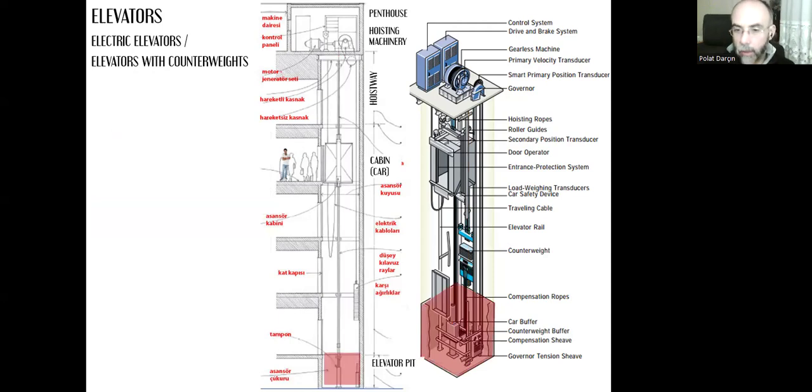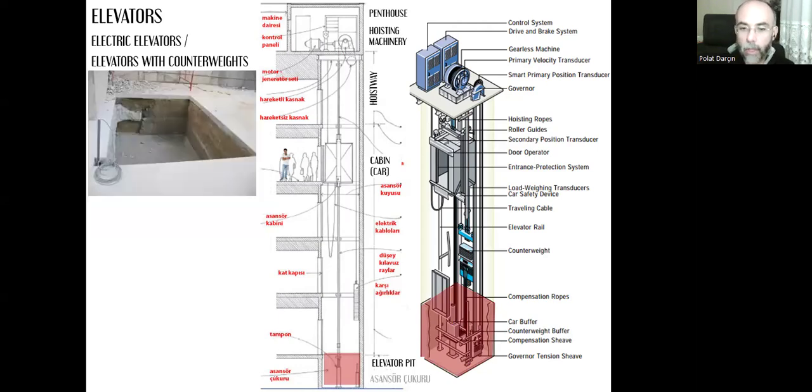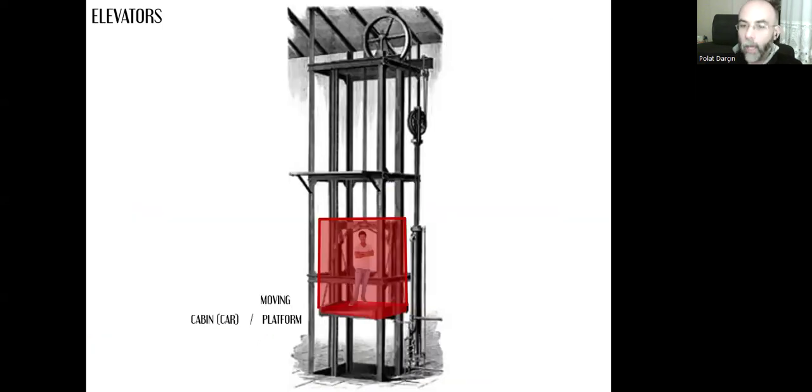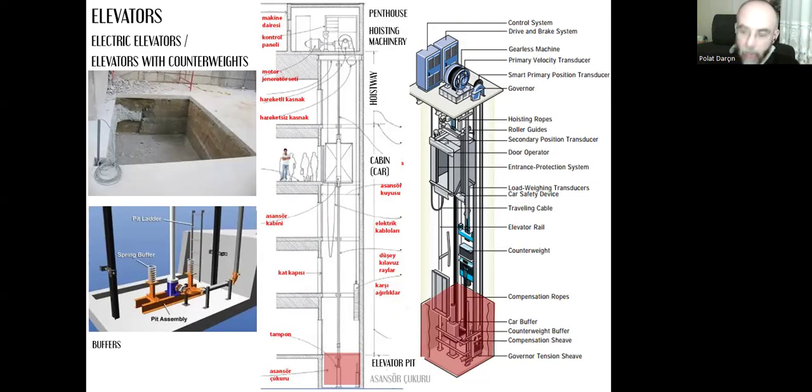The bottom part is called an elevator pit, asansör çukuru in Turkish. It's just a lower, small pit, which has either springs or things that can slow down the cabin if there is a problem, if the cabin is falling, if there is a problem with the cable or the system and the cabin starts to fall. This pit and these springs, or we can call them buffers, can slow down the crash. They will help with the crash.